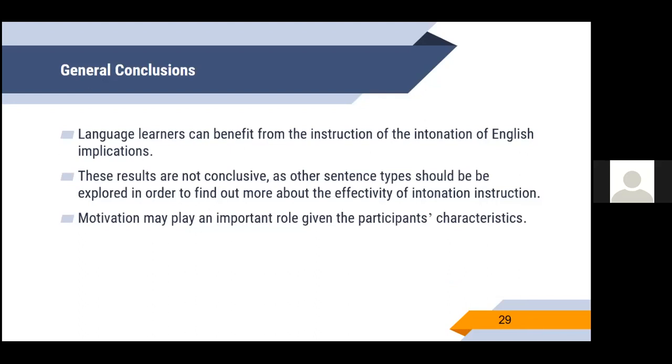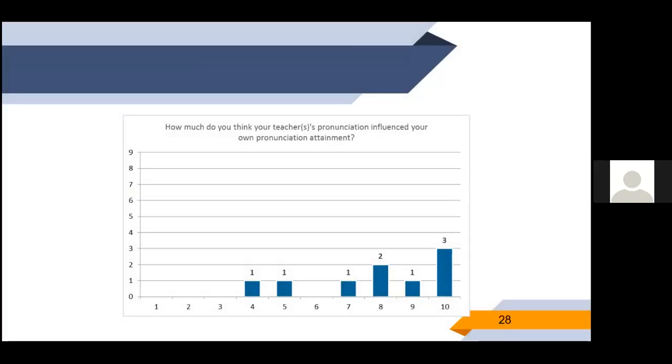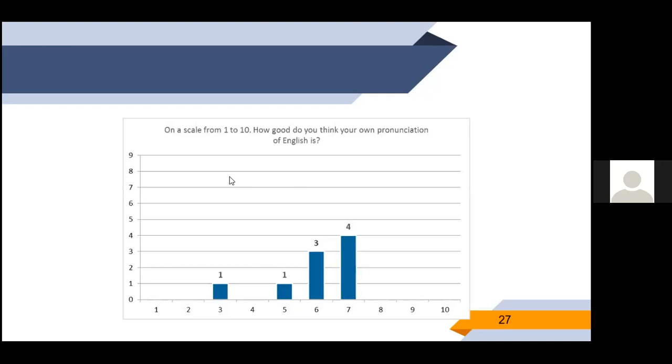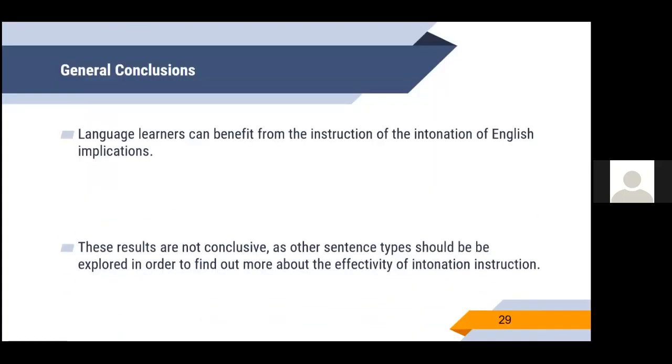Then motivation may play an important role given the participants' characteristics. This finding comes from the survey. I'm going to get back to that part. As you can see here, the participants claimed that they were around the midpoint on the scale. So that means that they possibly expect to improve. So that means that they might achieve a much higher result.